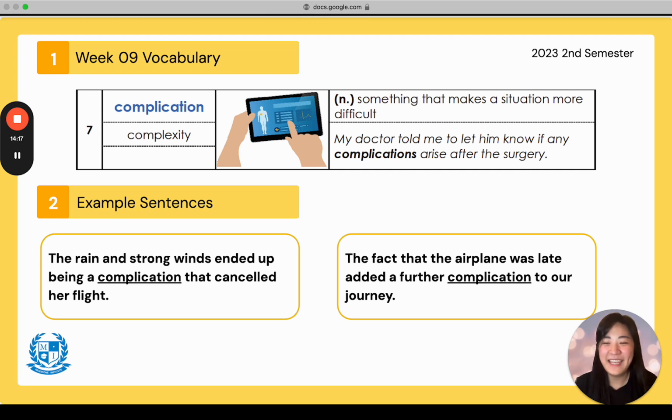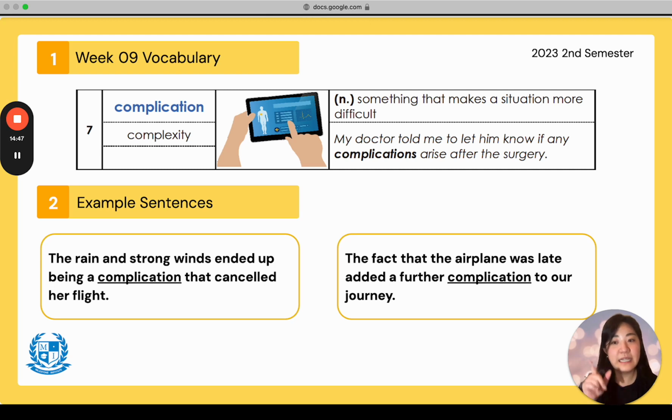Good job. Example 1. The rain and strong winds ended up being a complication that canceled her flight. Oh no. So say that you had to go somewhere on an airplane, but because of this rain and wind, it was a complication that maybe it canceled your flight, or maybe it delayed your flight for a later time. So it's just making the situation a lot more difficult of traveling.